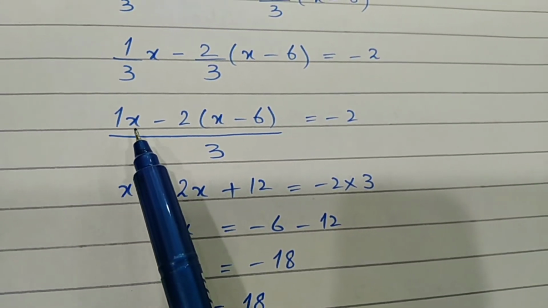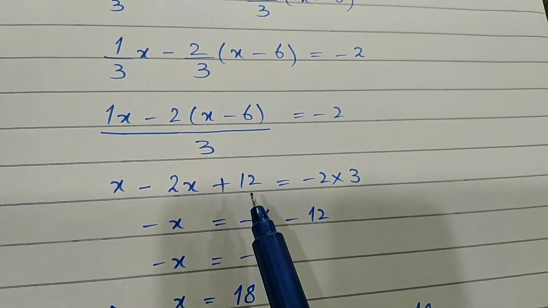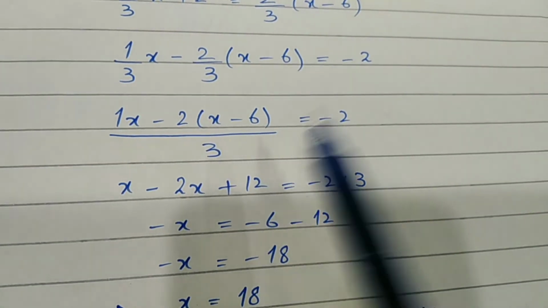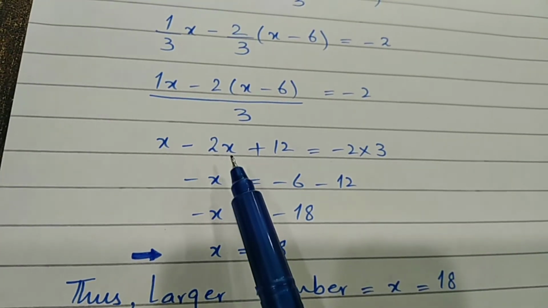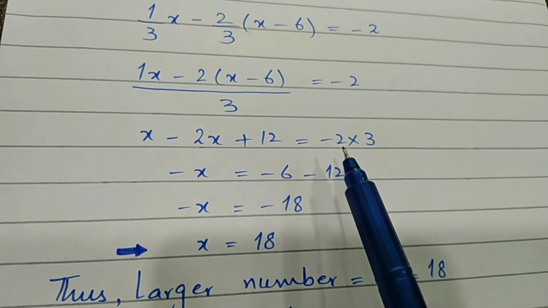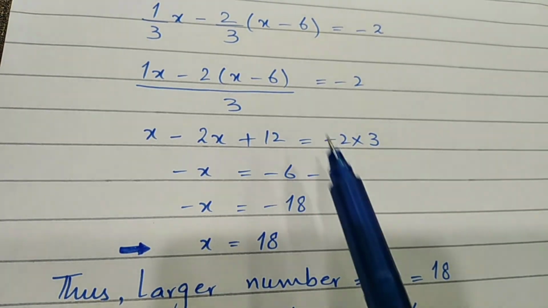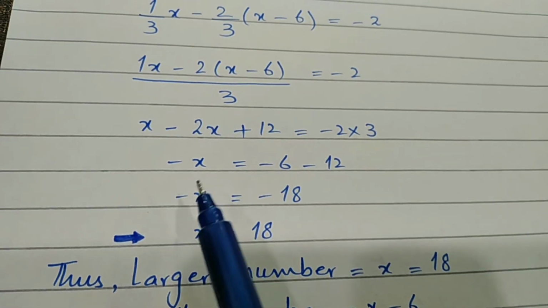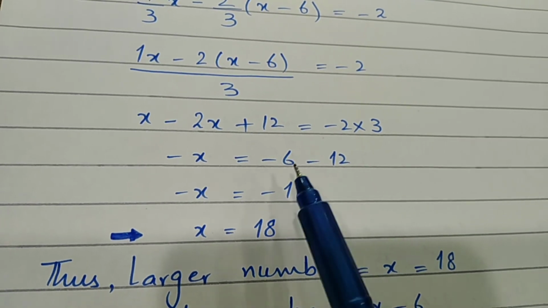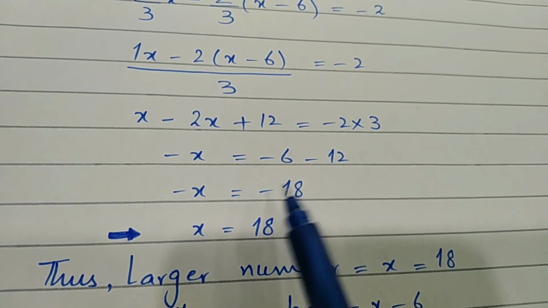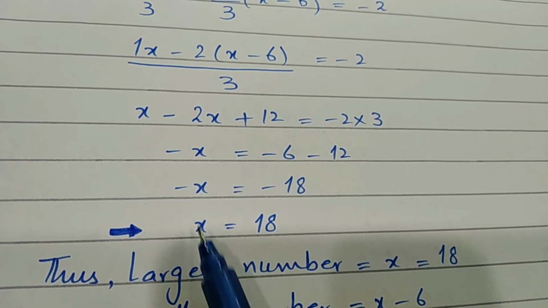Now we have to open the bracket: x minus 2 times x, minus 2 times minus 6, that is plus 12, equals minus 2 multiplied by 3. x minus 2x is negative x. Negative 2 times 3 is negative 6, and positive 12 will become negative on the right hand side. So minus 6 minus 12 are added: 12 plus 6 is 18, with the sign of the larger term. After the cancellation of the negative sign, we get x equals 18.